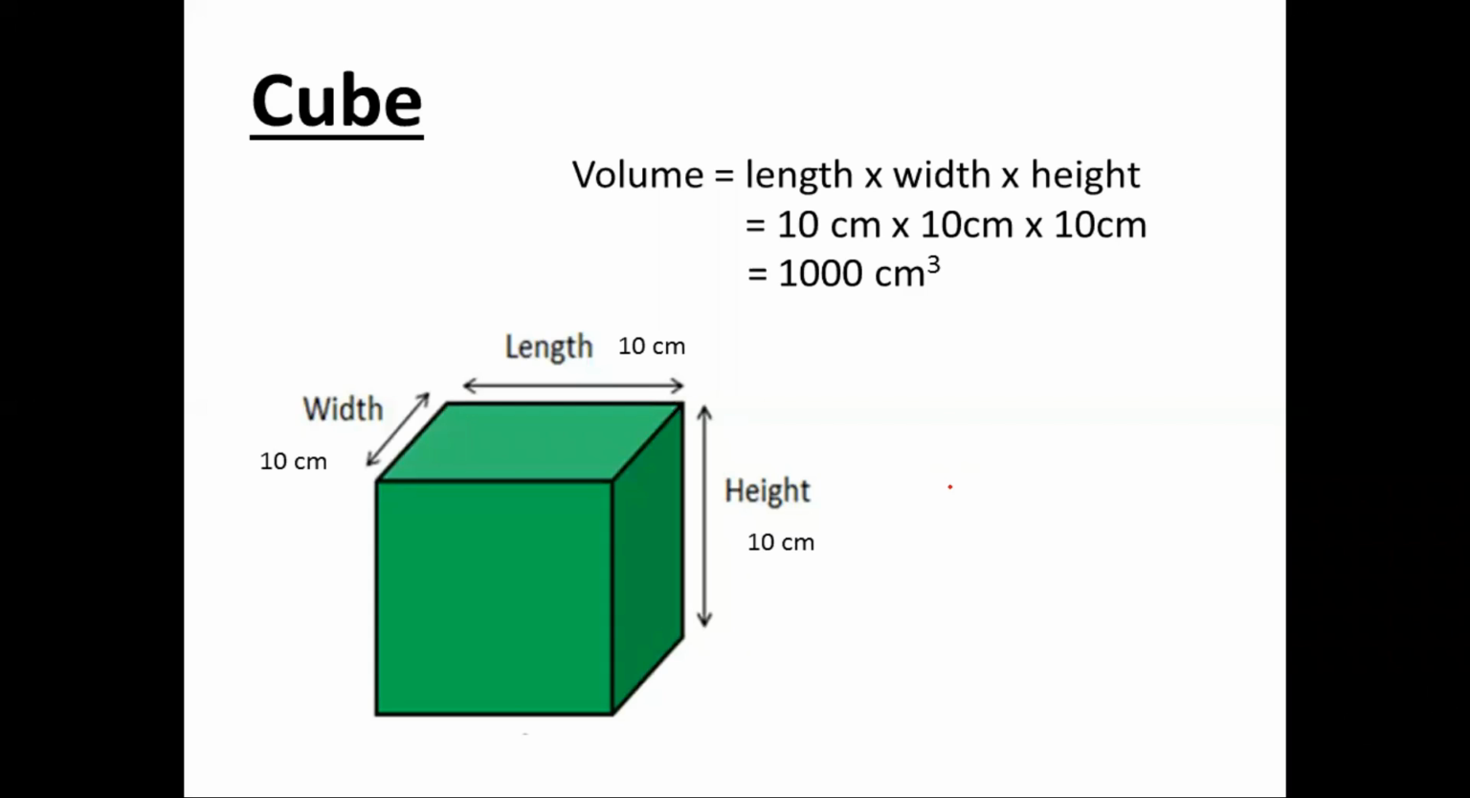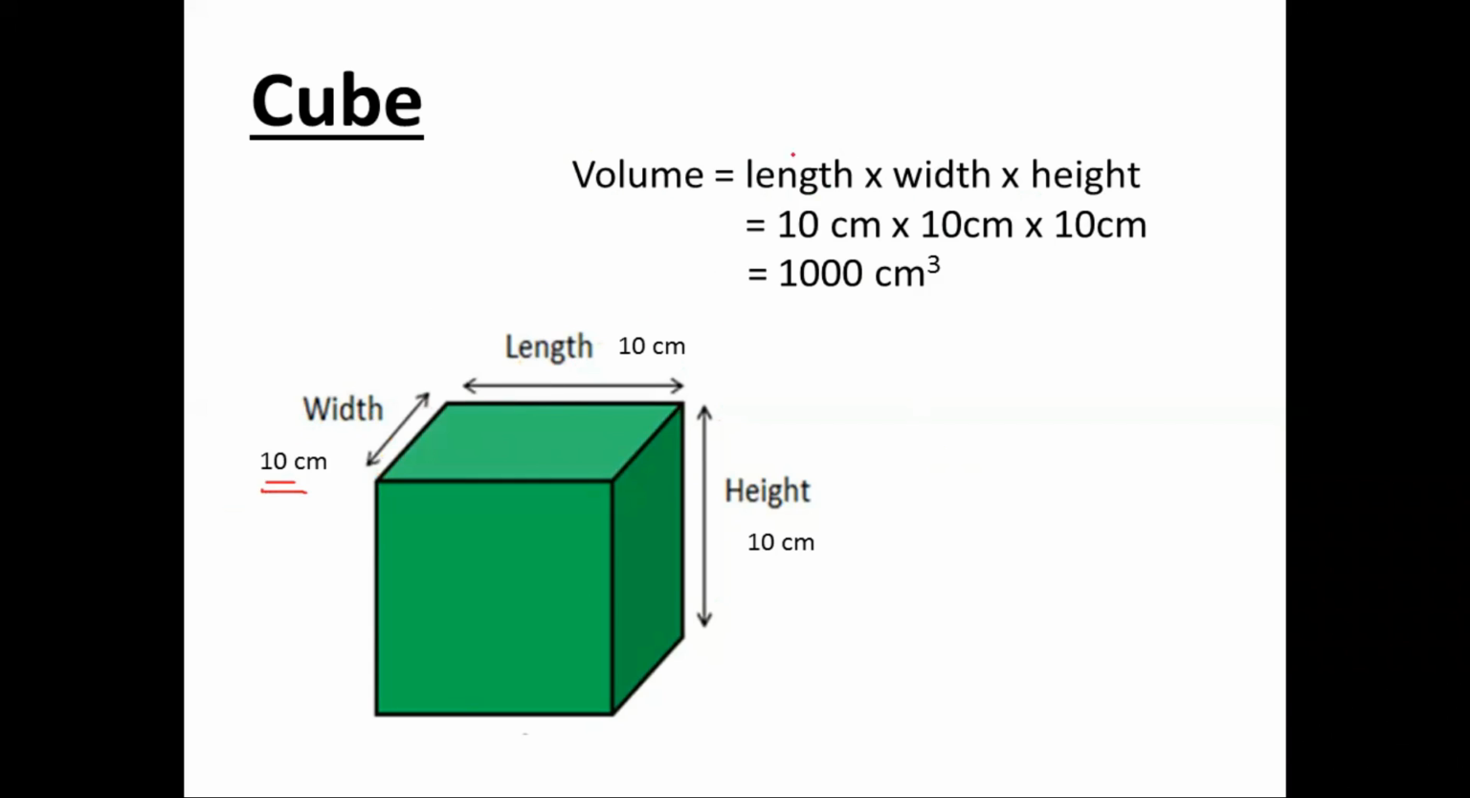For a cube, volume can be calculated by multiplying length, width and height. As you can see here, this is a cube and it's made out of 6 identical faces. All of them are square, so all the dimensions will measure equal. So here I have taken 10 centimeter.